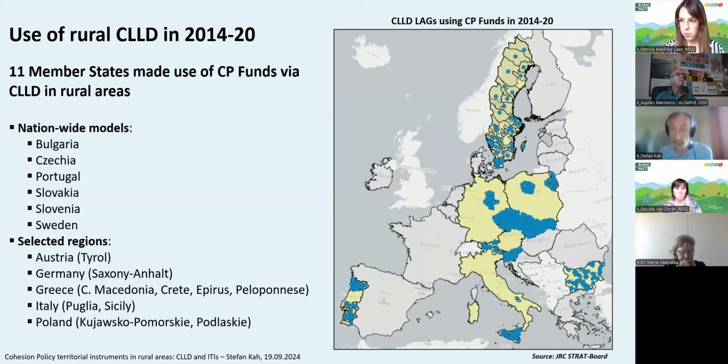And we see that 11 member states made use of this. This wasn't compulsory. So there was a conscious decision to program the cohesion policy programs in such a way that CLLD can be used. In some cases, we had nationwide or national models. So there's the Czech model, there's the Portuguese, the Bulgarian, and so on. And in other cases, depending on how the governance of the funds is organized, we have a regionalized system where, for instance, in Austria, only Tyrol decided to make use of this tool, or in Italy, only Puglia and Sicily decided to do so. Next slide, please.